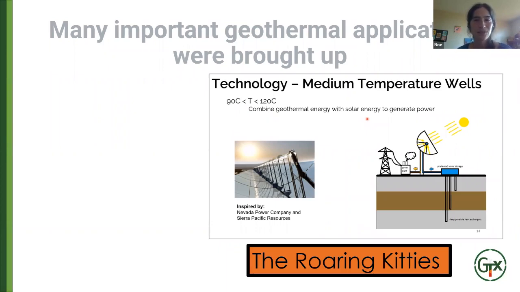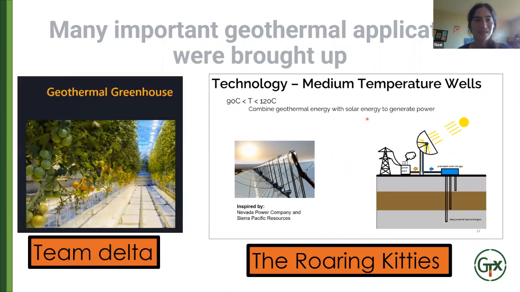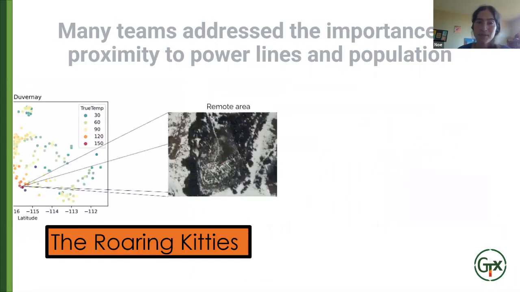Another idea, click please, is greenhouses that people were discussing. I can see here an image from Team Delta. Also, I thought a lot of people brought up lithium extraction. Geothermal potential is a great idea as well. I can move on. A lot of teams addressed the importance of the proximity to power lines and population. This is really important. I know sometimes geothermal may be good in one location, but it's not actually close to anything, which is problematic.